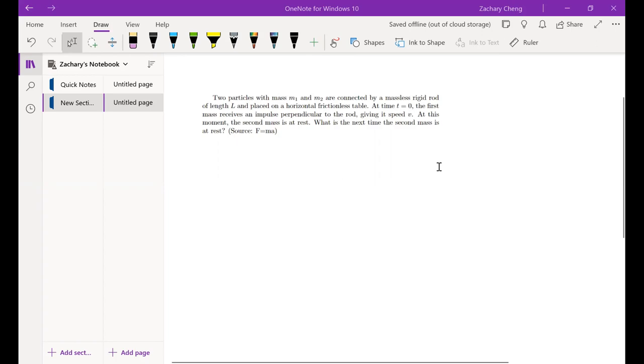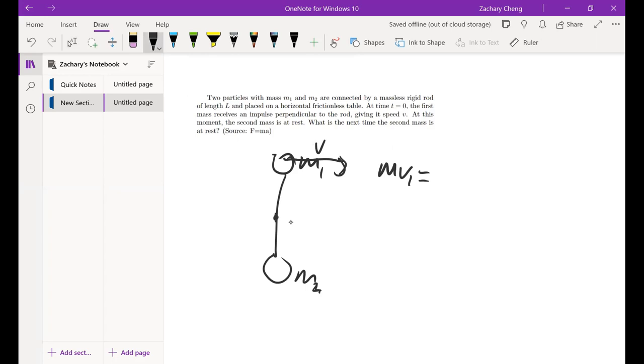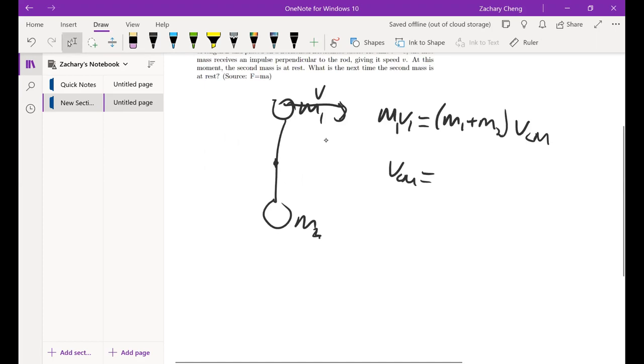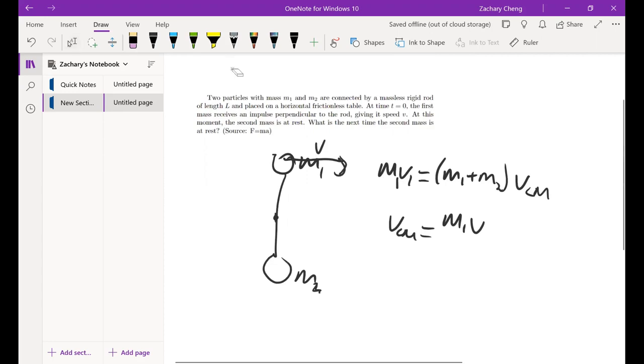So basically, let's first draw the setup, m1 and m2. The first mass receives an impulse, and it has a speed v. So this will cause the center of mass to move. And to find the velocity of the center of mass, that's pretty easy. m1 v is equal to m1 plus m2 times vcm, as a momentum. So m vcm is just equal to m1 v. Oh, this should just be v, my bad. So it's just m1 v over m1 plus m2.